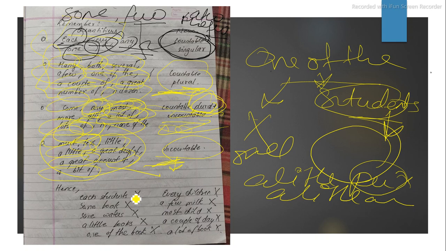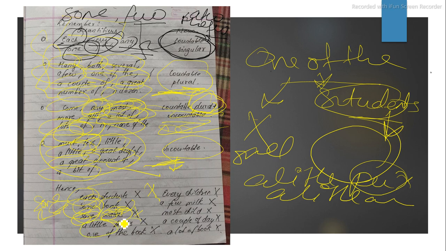So let's have a quick review. Each student is wrong. Why? Because each is going to be used in the singular. Some book is going to be wrong. Why? Because people write some book so easily, but some is going to be used in the plural. I said some books. Some waters is wrong. Why? Because waters in itself is wrong, first thing. Secondly, some is not going to be used with uncountable nouns.